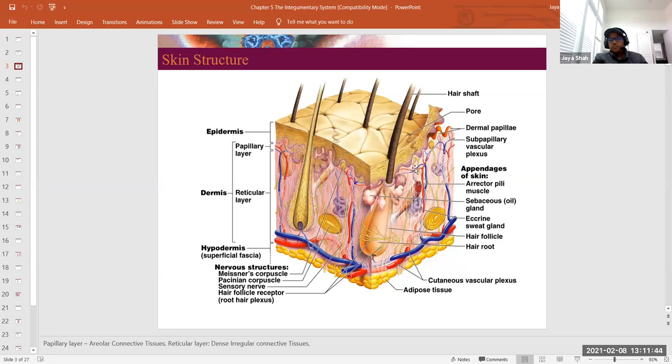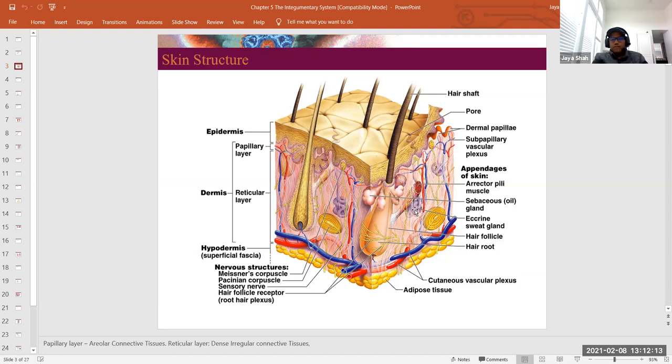Okay. This muscle is an involuntary muscle, smooth muscle. It is not under your control. That's why when you have a frightful situation or it is very cold, what happens? This muscle contracts and the hair stands straight in your skin. You have a goosebump in your skin because of contraction of this muscle. Okay.